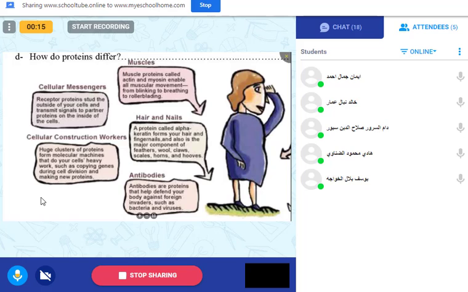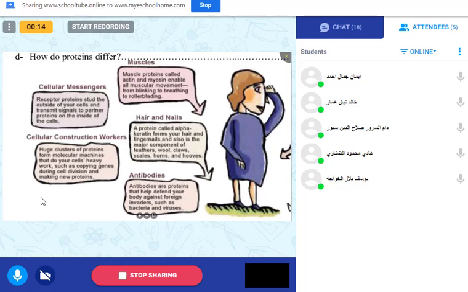Iman, continue. Cellular construction workers. Huge clusters of proteins form molecular machines that do your cell's heavy work, such as copying genes during cell division and making new proteins. If you remember mitosis and meiosis, and the fibers and how we separate the chromosomes, all these fibers doing these jobs are proteins. The fibers are made of proteins, and they attach the chromosomes to the sides. So everything that happens inside the body is done by proteins.